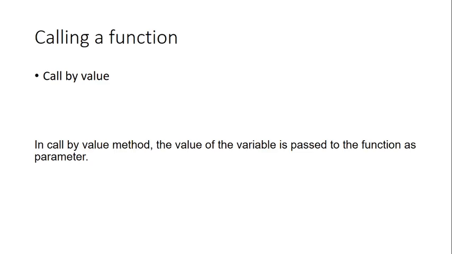So first way of calling a function is call by value. In a call by value method, the value of variable is passed to the function as a parameter. That means a parameter will be a formal way and it will not affect any actual value of the argument.